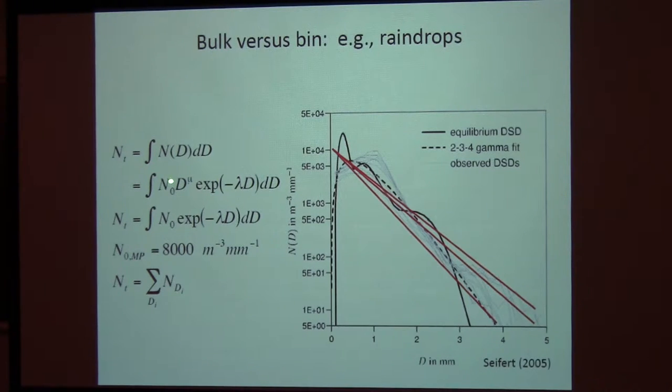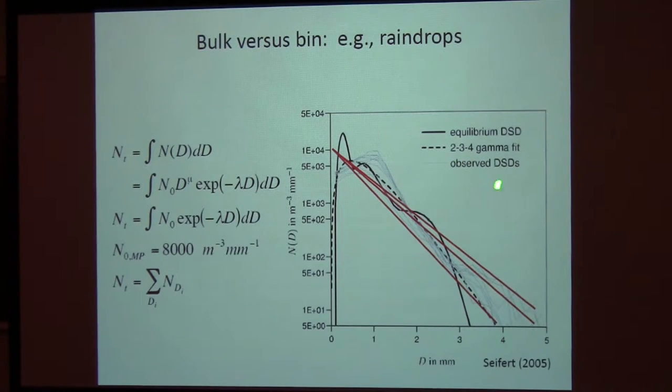Now, simplifications historically, I'll jump now to the gamma distribution. This is widely used to represent rain, and it has three parameters, N0, mu and lambda here. A simplified version of the gamma distribution is to set mu to 0, so D to the 0 is 1, and you end up with what we call the exponential distribution. The familiar Marshall-Palmer is an exponential distribution with a fixed intercept parameter value of this. You can have other exponential distributions, and people have represented these in various ways, with a fixed intercept parameter here.